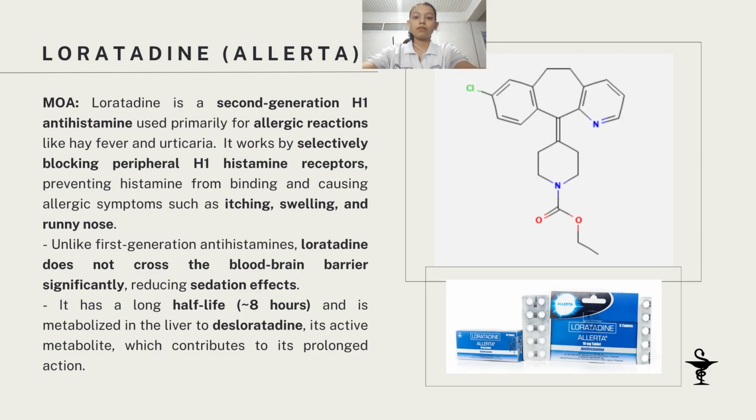It works by selectively blocking peripheral H1 histamine receptors, preventing histamine from binding and causing allergic symptoms such as itching, swelling, and runny nose. Unlike first-generation antihistamines, loratadine does not cross the blood-brain barrier, significantly reducing sedation effects. It has a long half-life of 8 hours and is metabolized in the liver to desloratadine, its active metabolite, which contributes to its prolonged action.